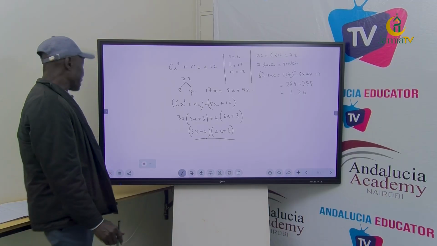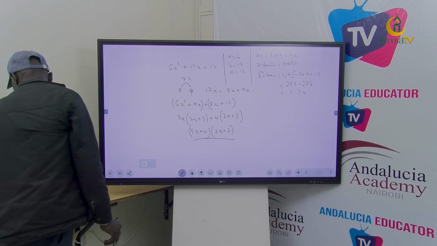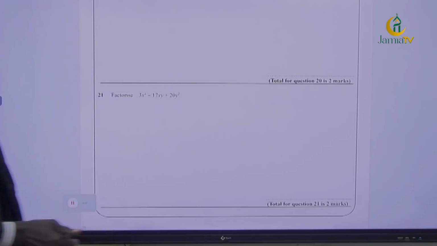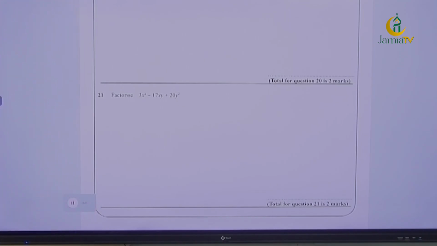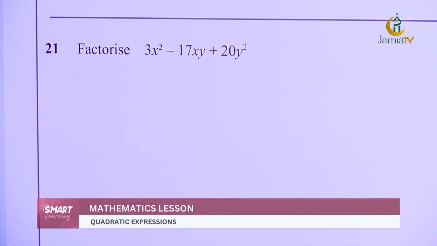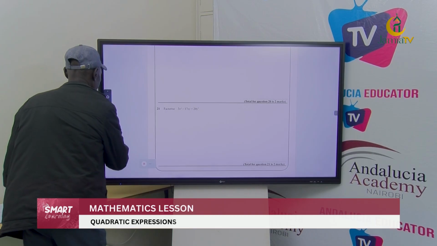Now, I need to bring in something which is more testing. Let's look at number 21. Number 21 says 3x squared minus 17xy plus 20y squared. These letters x and y should not give you a problem because we are going to use the same process. So let's look at how we are going to do that.